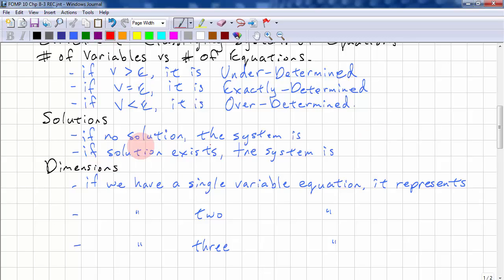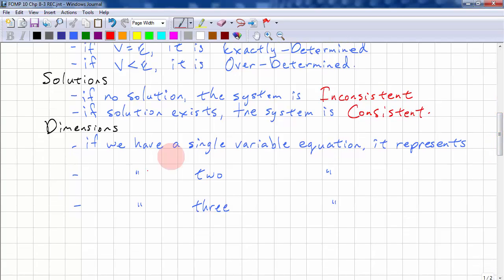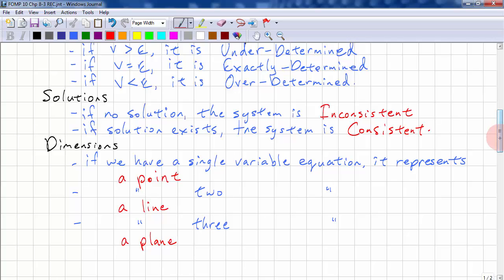So for the number of solutions, if we have no solutions, the system is called inconsistent. If the solution exists, then the system is called consistent. And dimensions. So if we have a single variable equation, it represents a point. If we have a 2 variable equation, it represents a line. And for the tricky one, if we have a 3 variable equation, it represents a plane. And this is not an airplane. This is a 3-dimensional flat plane.